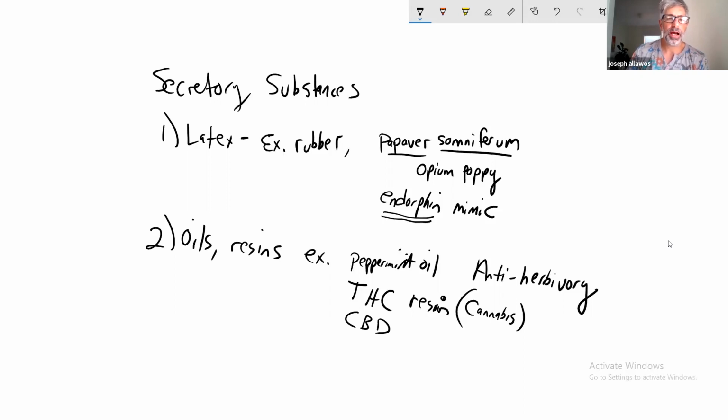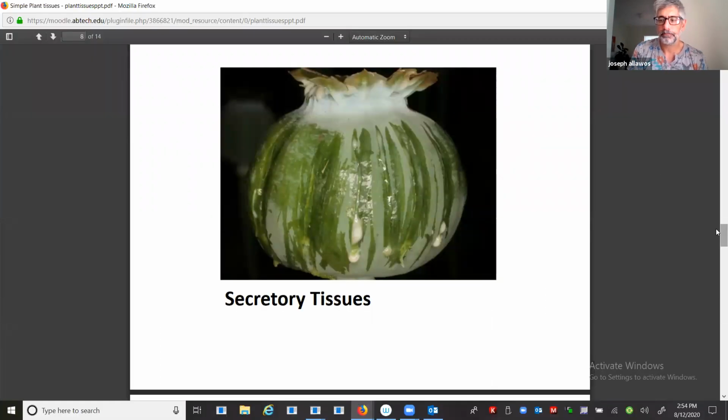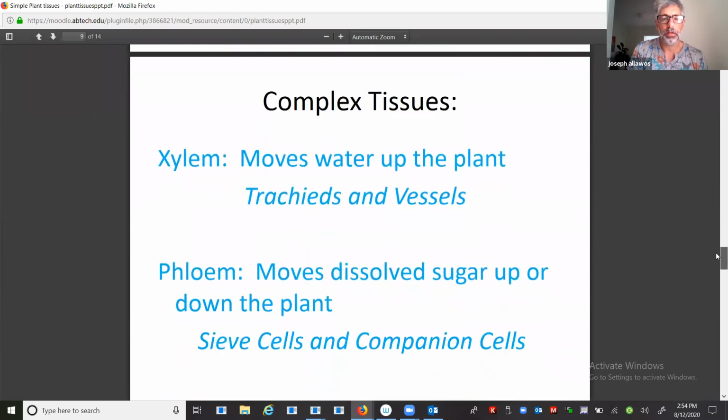So that gives you kind of an idea. These latex and oils and resins, they can be used in industry, they can be used to make tea or peppermint tea, or they can be used as recreational drugs in the case of THC, or medicinal drugs, as in the case of THC and opium latex. Okay. So that's pretty good for secretory substances for plants. Okay. Moving right along.